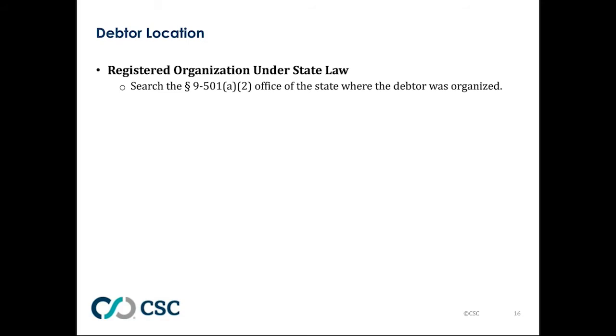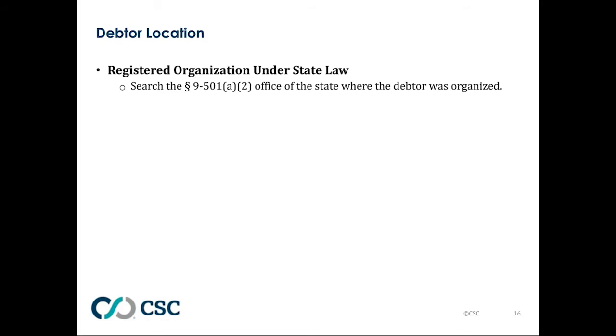This can be counterintuitive because you can have an organization, for example, that's formed in Delaware, but its headquarters are in California, all of its personnel are in California, all of its assets are in California. In fact, nobody from that company has ever set foot in the state of Delaware. Nevertheless, Delaware would be the place to search because Delaware law is going to govern perfection and priority because that's where the entity was formed or organized.